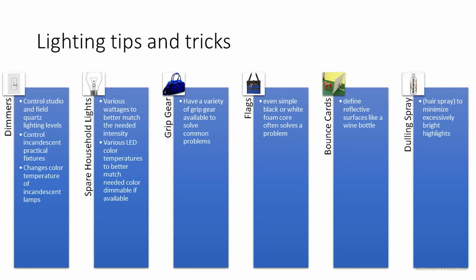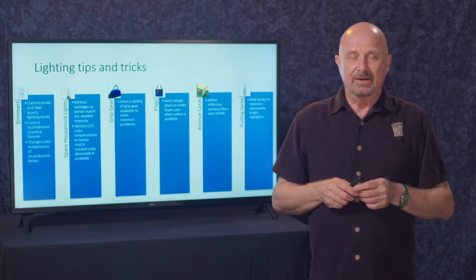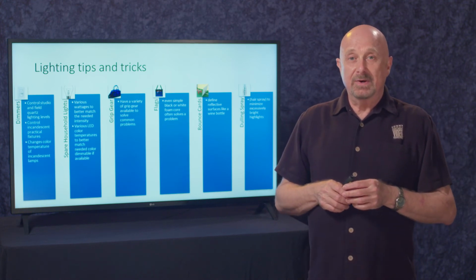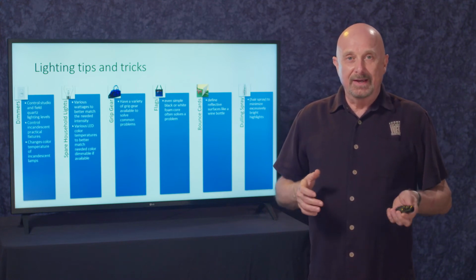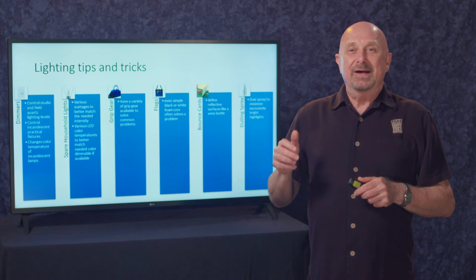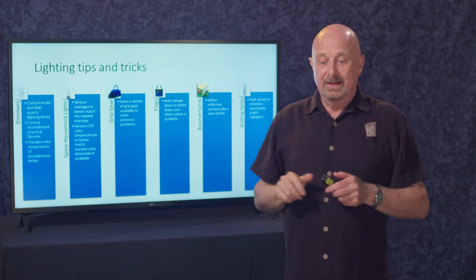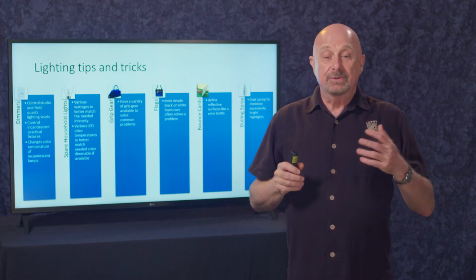Bounce cards, foam core. Dulling spray. I haven't mentioned dulling spray yet. You might think, oh, dulling spray, I don't want to go out and buy dulling spray, that's going to cost $15. Well, guess what? There's a cheap way around that. Hairspray. You might be surprised I know about hairspray. But hairspray, used very sparingly, will dull something down and reduce some of the shine.